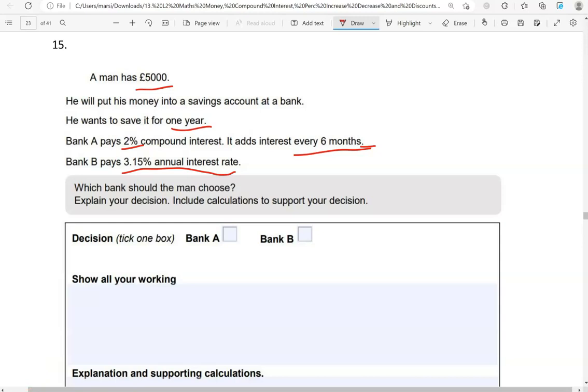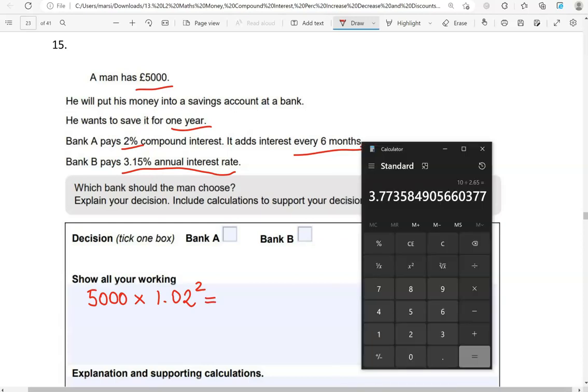So we'll use the compound interest formula for both of these. We'll start with Bank A. So 5,000 times 1.02, so 102%, to the power of 2, because it's for 1 year, but interest is added every 6 months. So that would be twice a year. So using a calculator, we'll do 5,000 times 1.02 times 1.02, which is £5,202.